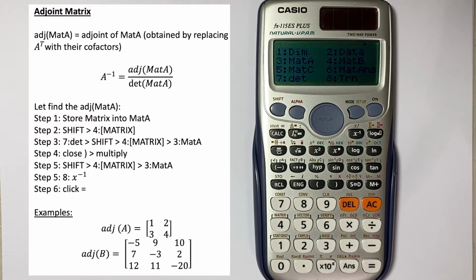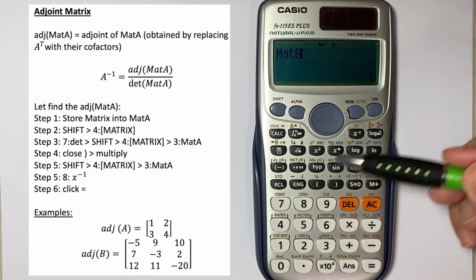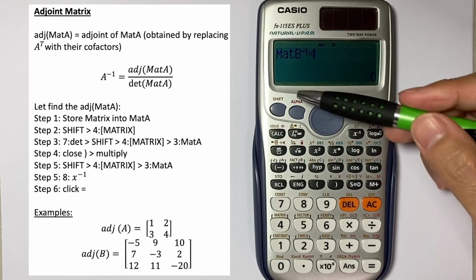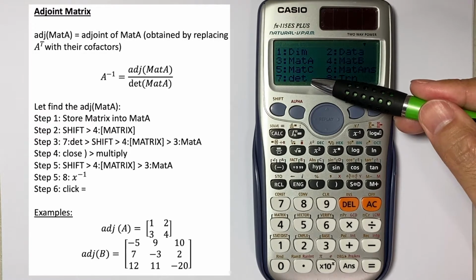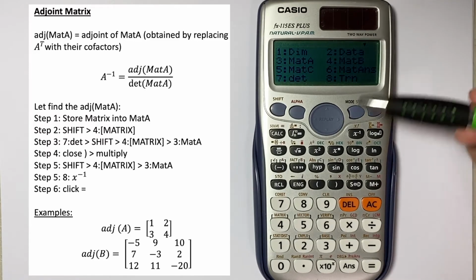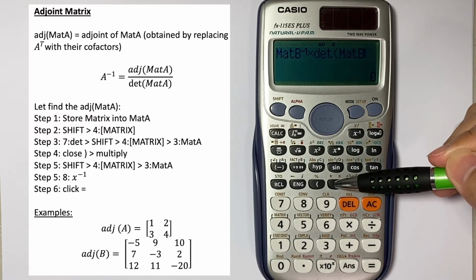And here just as a reminder, the adjoint for the matrix B is equal to the inverse of matrix B multiplied by the determinant of matrix B. So we're going to have matrix B, which is inverse, this button, power minus 1, multiply the determinant of the matrix B, which is number 7. Then we have to go back one more time, shift matrix, and here we're going to have number 4, determinant of matrix B here.